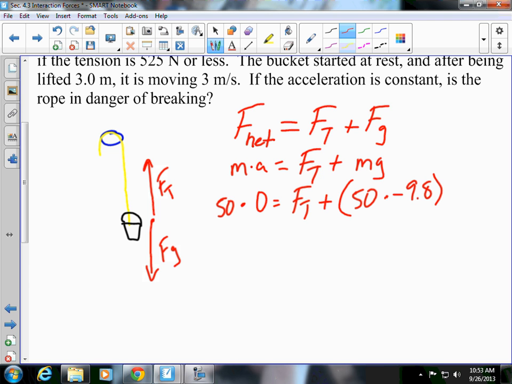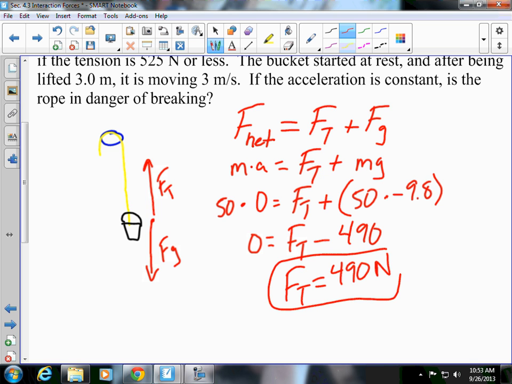Well, 50 times 0 is 0. Force of tension minus 50 times 9.8, which ends up being 490. So we know that at rest, the force of tension on the string is 490 newtons. So the rope will not break at rest, but we have to then go ahead and solve. Now we know it won't break at rest, but what about when it initially is in motion and we have a constant acceleration? Well, here's where we start throwing things together.